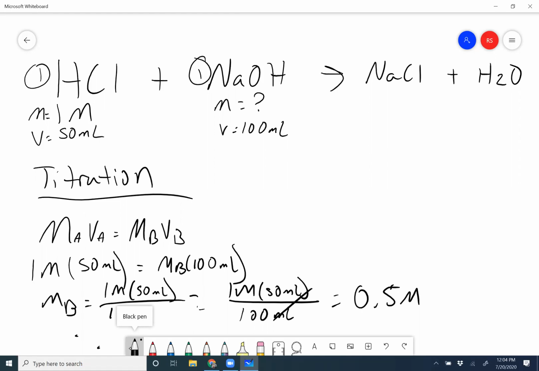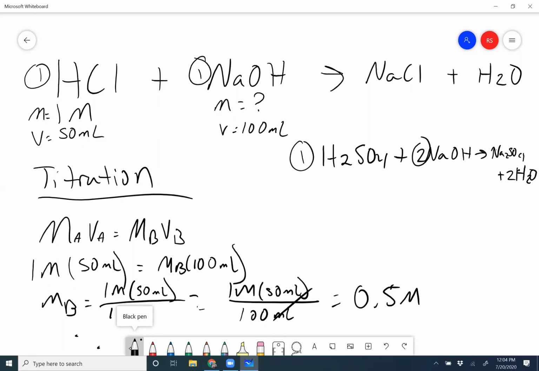So what about a titration that isn't 1-to-1? Say, for instance, we had some sulfuric acid, and we were reacting that with the sodium hydroxide. Well, this is going to turn into sodium sulfate, which is Na2SO4, and water. And to balance this, we're going to need to put a 2 here. So this is a 1-to-2 ratio.